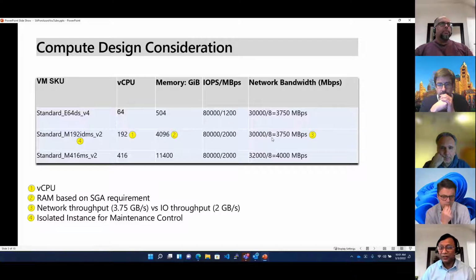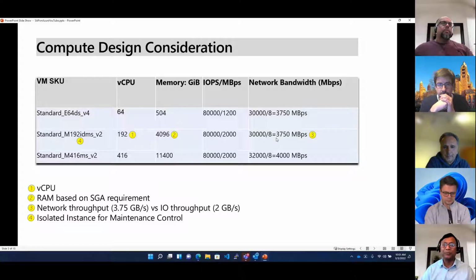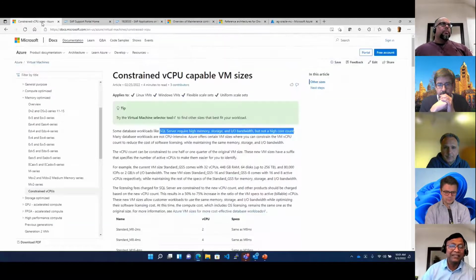But on the other hand, the network interface gives about 3.75 GB per second throughput, so literally double the throughput. What we ended up doing is taking a storage layer which will take advantage of the network bandwidth. We'll talk in the next slide about how we position the storage layout to meet the higher throughput. In addition, while we are here, let's talk quickly about what a license-friendly SKU really means.